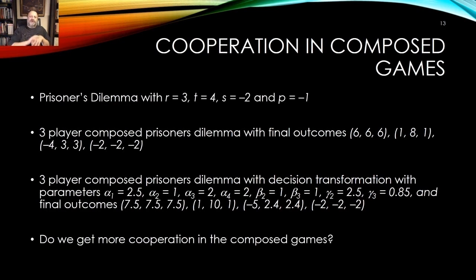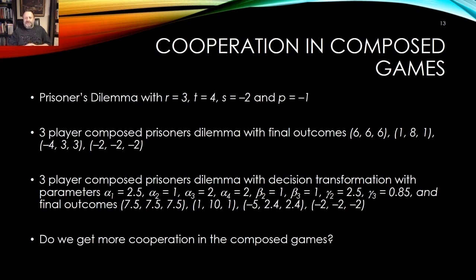Now, let's consider one particular case. What this means in the three-player composed prisoner dilemma games, we have the final outcomes shown on the screen. And for the three-player composed prisoner game with decision transformation, we have the parameter shown on the screen, and you see the final outcome calculations. Now here, what is important to note is that in the second game, the outcomes are somewhat different from the outcomes in the first composed game.